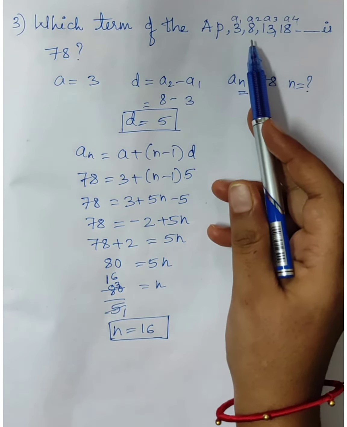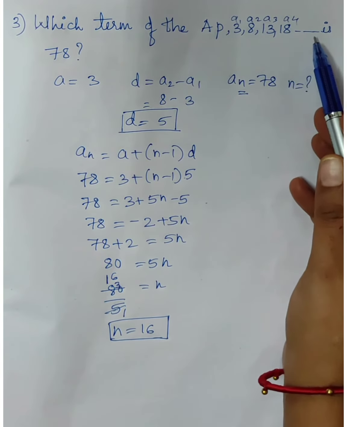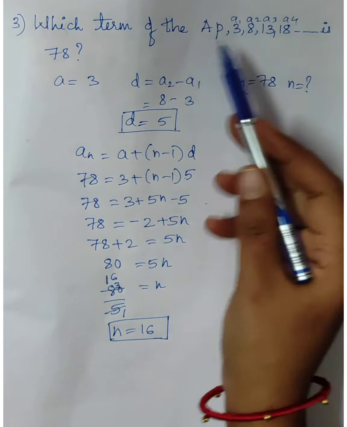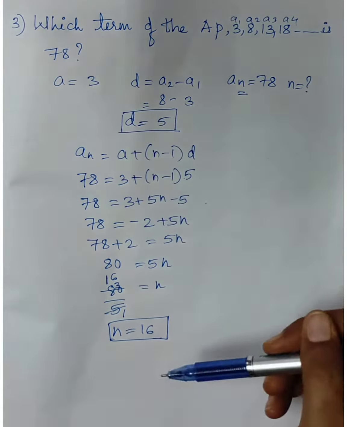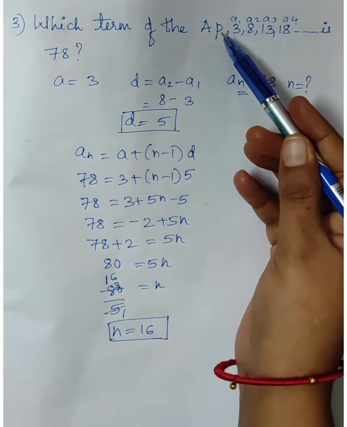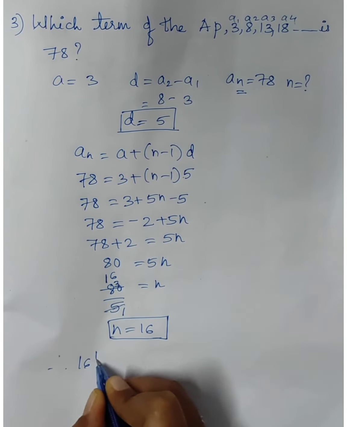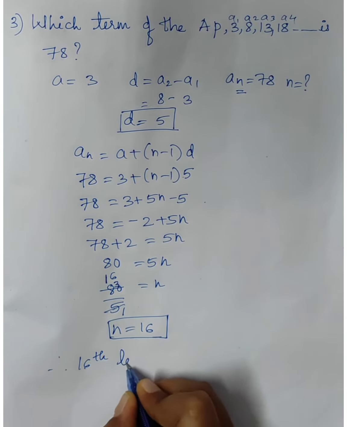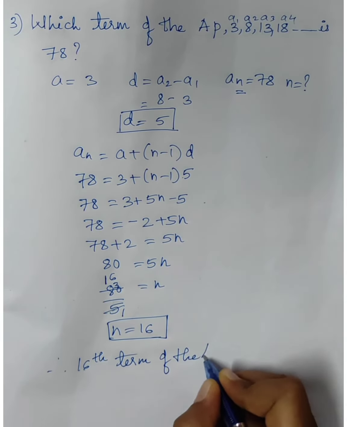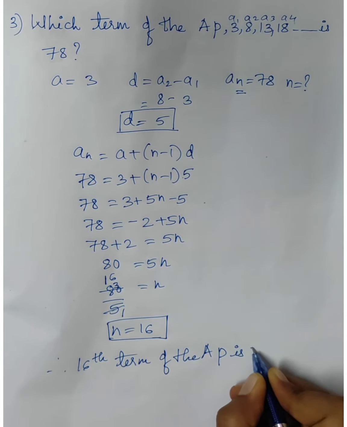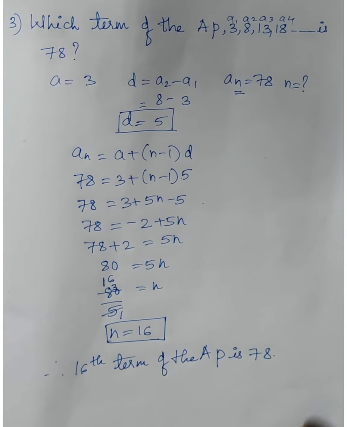So in the given sequence, 78 is the 16th term. Okay, 78 is the 16th term of the given AP. Okay, so what you are going to write here? Therefore, the 16th term of the AP is 78.